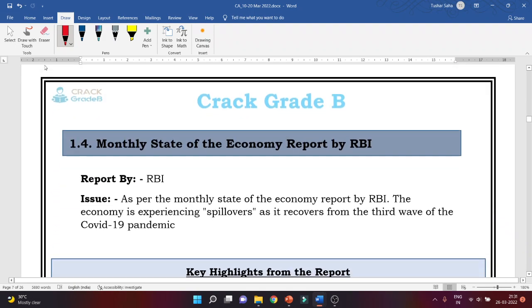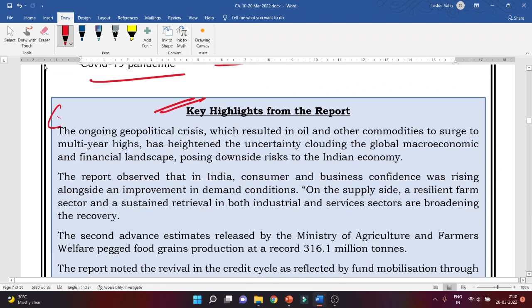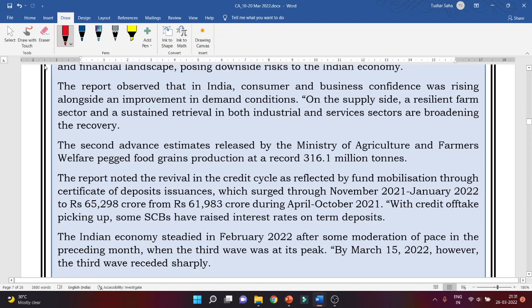Now let's move forward to the monthly state of the economy report by RBI. Again, this is an extract from the same report. As per the monthly state of the economy report by RBI, the economy is experiencing spillovers as it recovers from the third wave of COVID-19. So yes, this is very much understandable, but you can go through it. The key highlights from the report, this is what RBI has to say. Means this is the RBI's view.